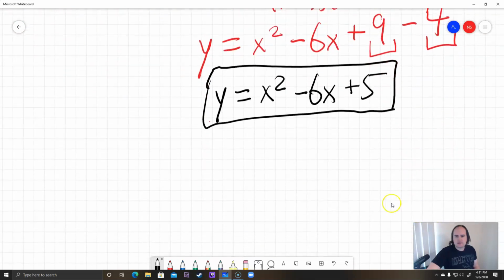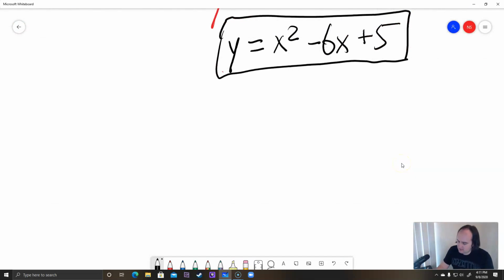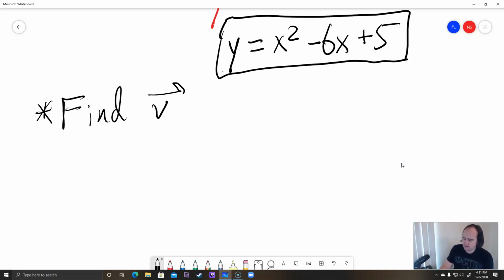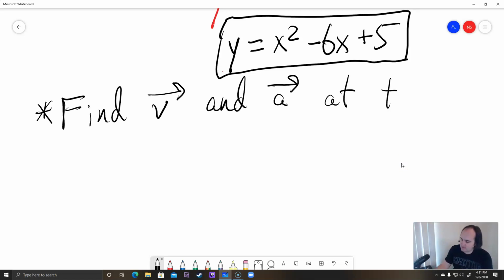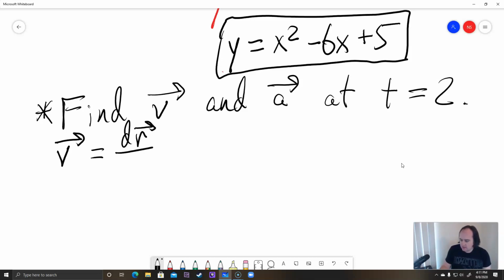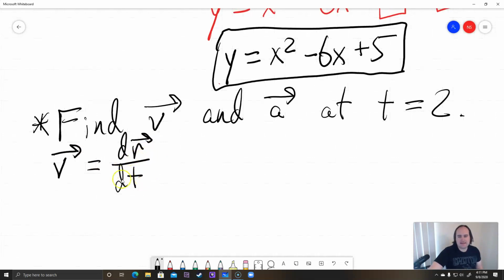So we got our equation in x and y. So that's done. Now the next thing they want us to do is find v of t. So find v and a at time t equals 2. So let's start with v. So remember that v is the same as dr dt, which means you actually just take the derivative of each component of your function r. So you take the derivative of each component with respect to t.